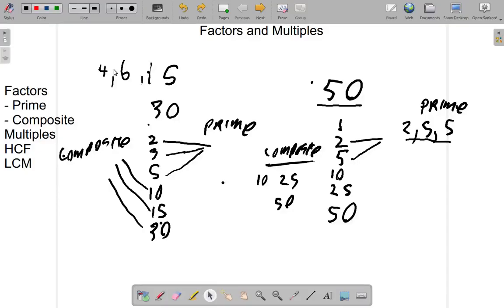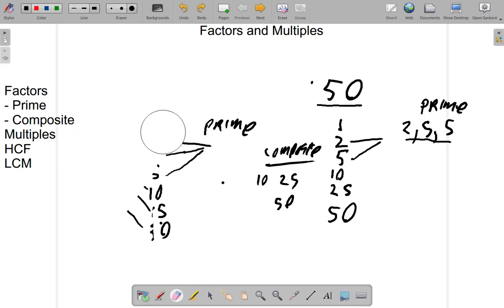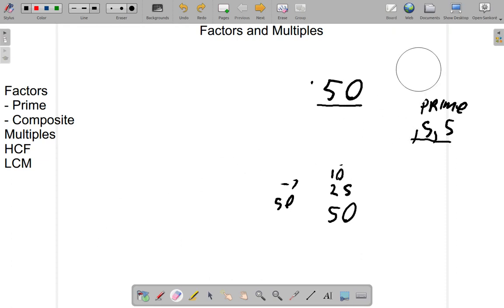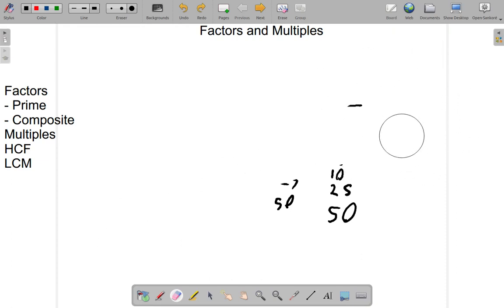Okay, we're back. So this is what we were looking at last time, and we saw that a factor of a number is another number that can divide into it without leaving a remainder. Right? Now we look at multiples. Let me erase the board, get rid of these, and move on to multiples.